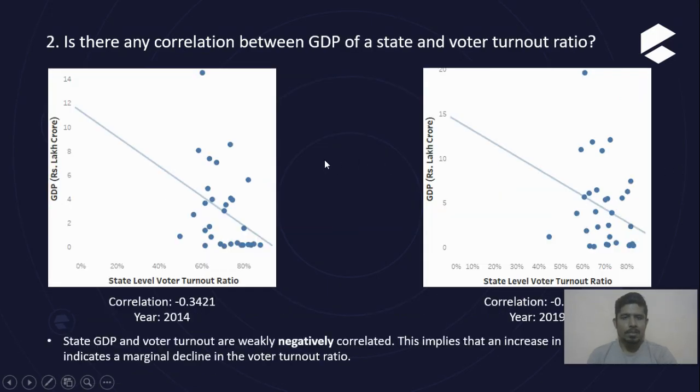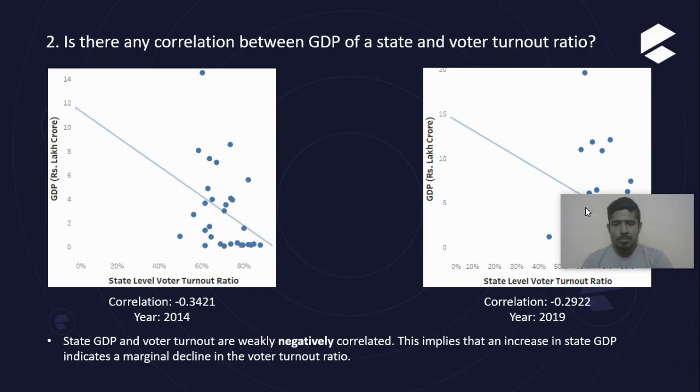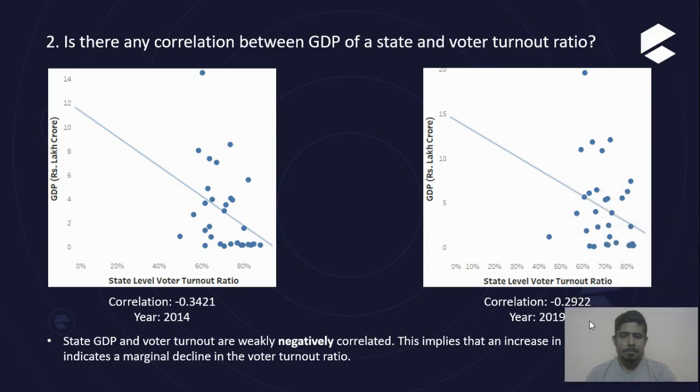The second query of the secondary analysis is what is the correlation between GDP of a state and voter turnout ratio. So surprisingly, there is a weak negative correlation between GDP and state voter turnout ratio of minus 0.3421 in the Lok Sabha election year 2014 and minus 0.2922 for the election year 2019. So a weak negative correlation between these two implies that an increase in GDP may cause a marginal decline in voter turnout ratio.